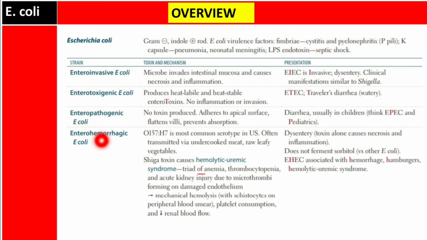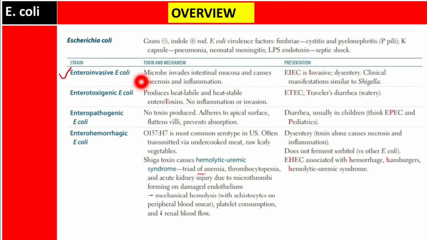Right, so here we have the E. coli strains in the second column, then the toxins and mechanism, and then the clinical presentation. Here you have your mnemonics, how you remember each and every one of these strains. So let's start with the enteroinvasive E. coli.